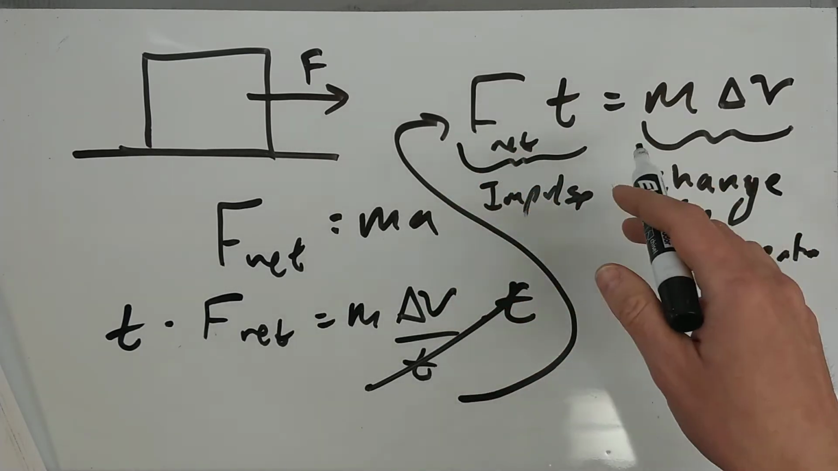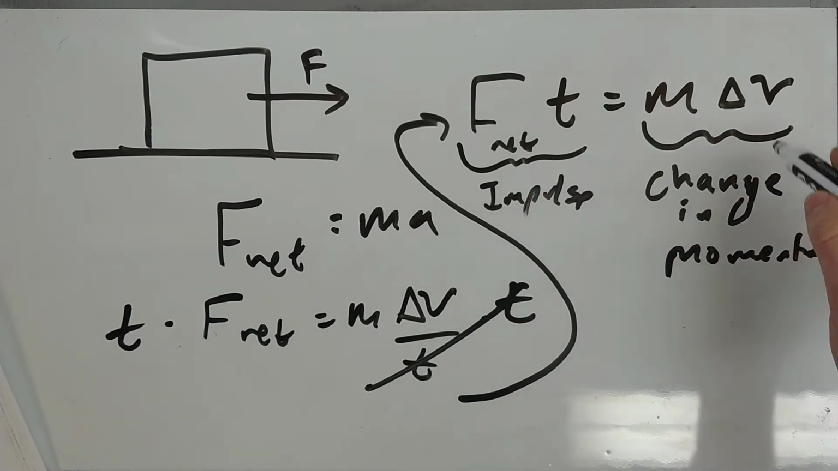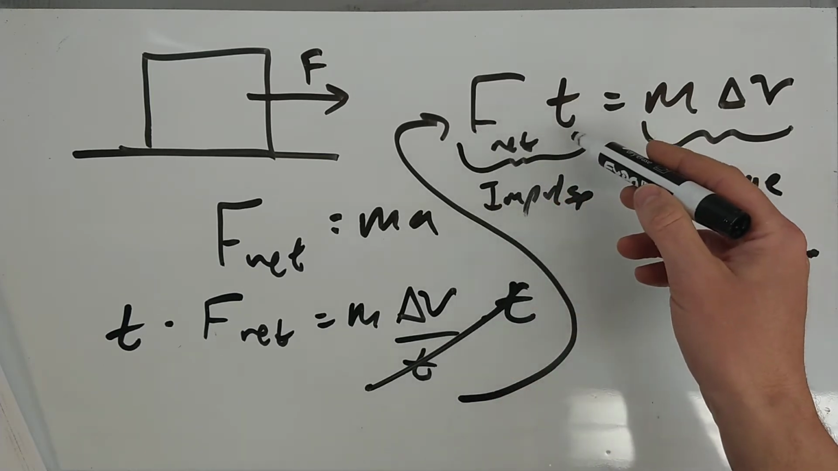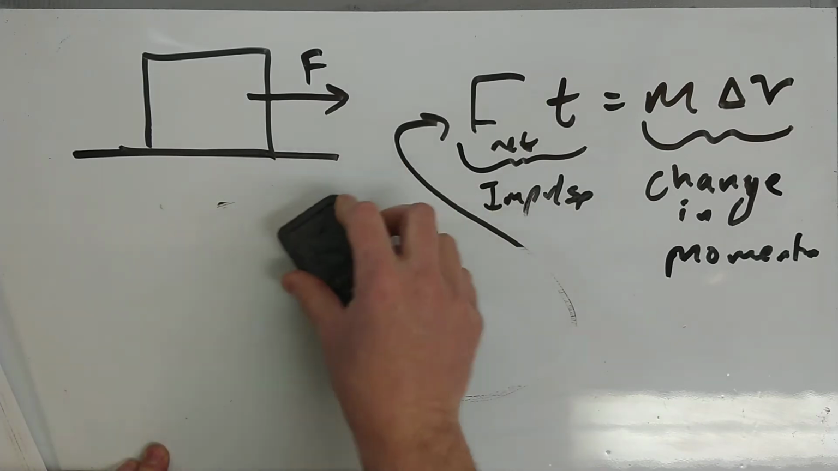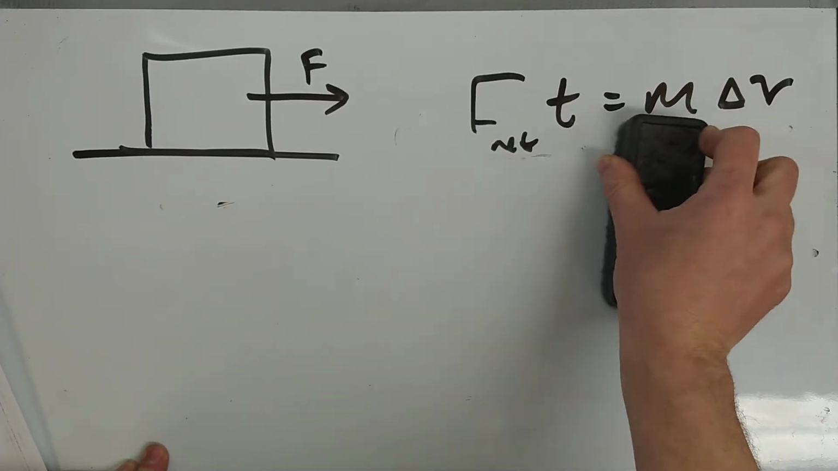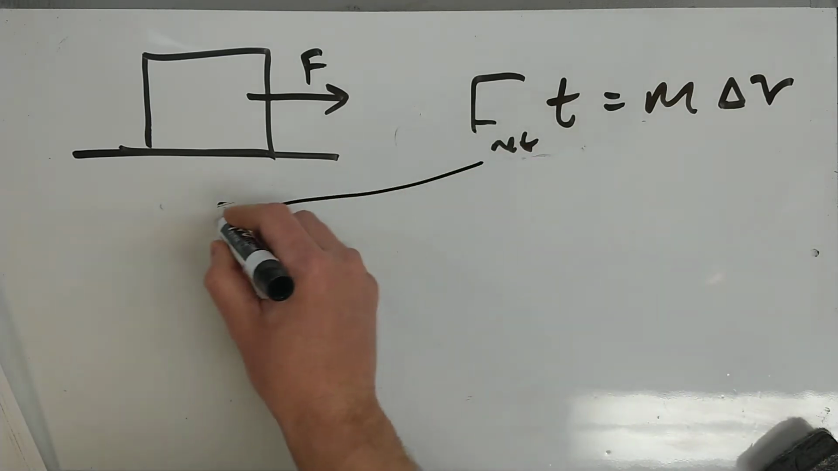F net times t equals m delta v, mass times change in velocity. And we define this as change in momentum. F times t, impulse. So let's quickly talk about this part a little bit more. Impulse we said was this.